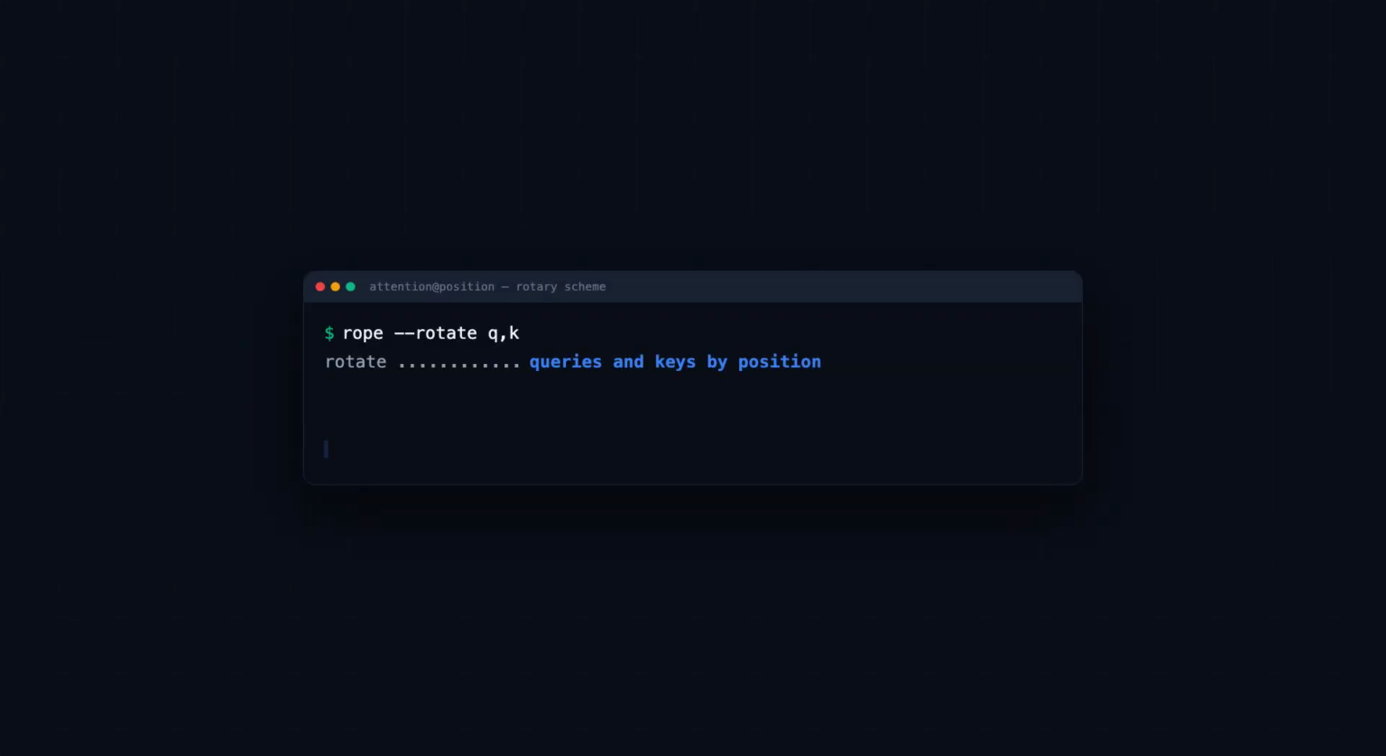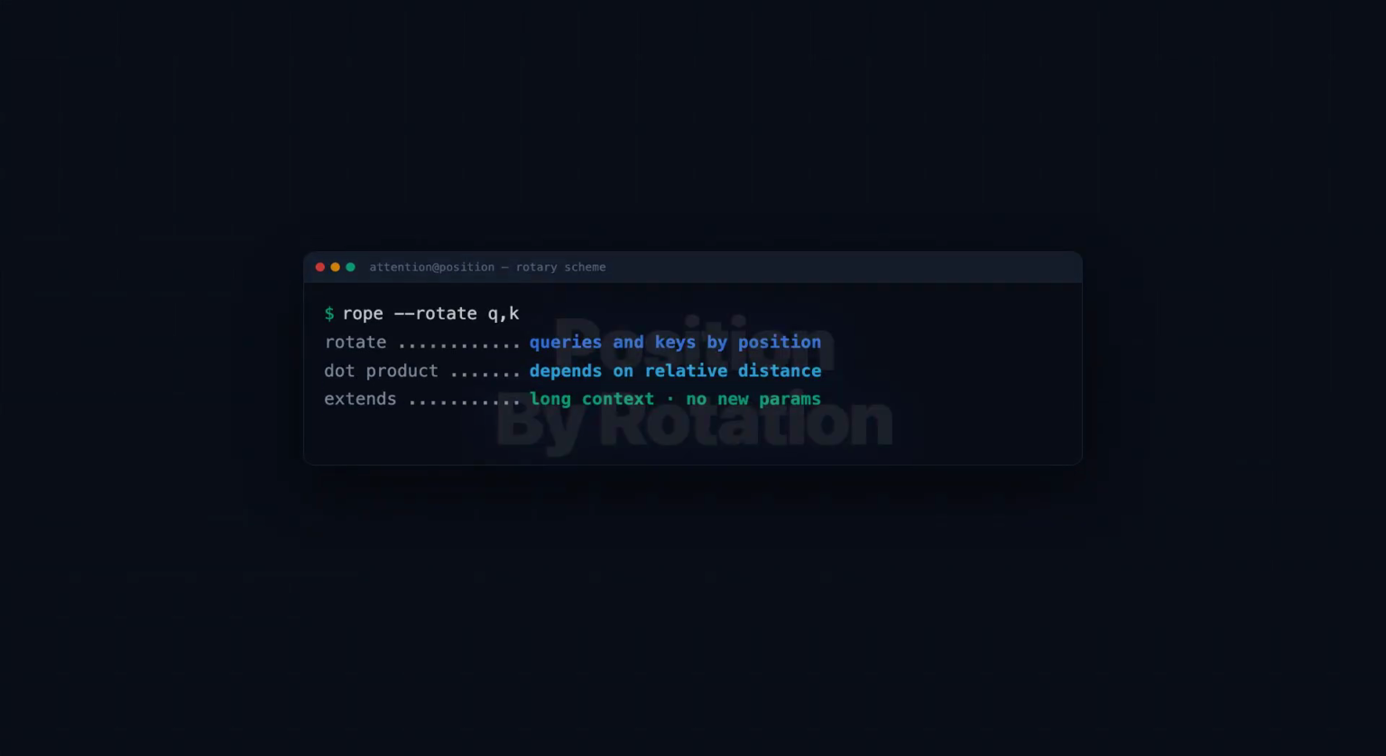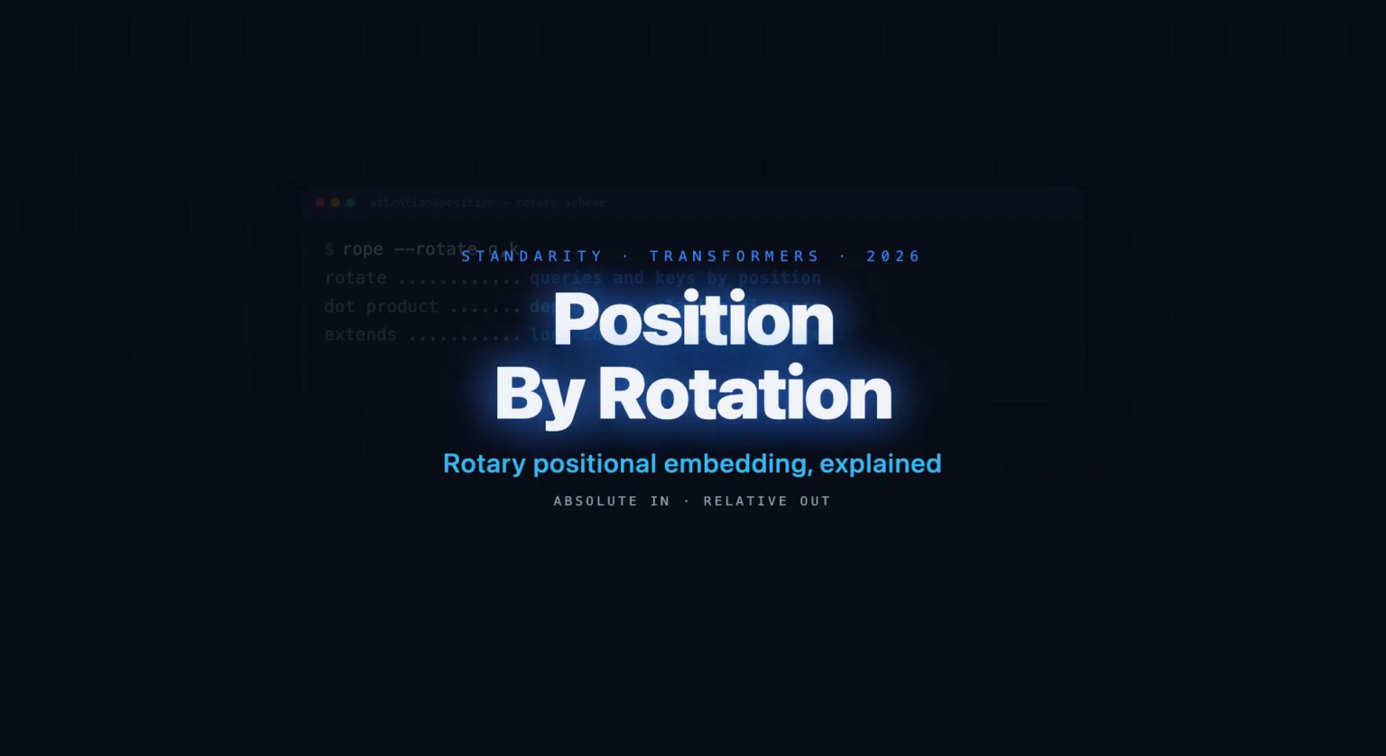Most people first meet positional encoding as something you add to a word's embedding. Modern large language models, from Llama to GPT-NeoX, threw that recipe out and did something far more elegant. Instead of adding a position vector, they rotate the query and key vectors by an angle that depends on position. It sounds almost too cute to actually work. And yet the math is beautiful.